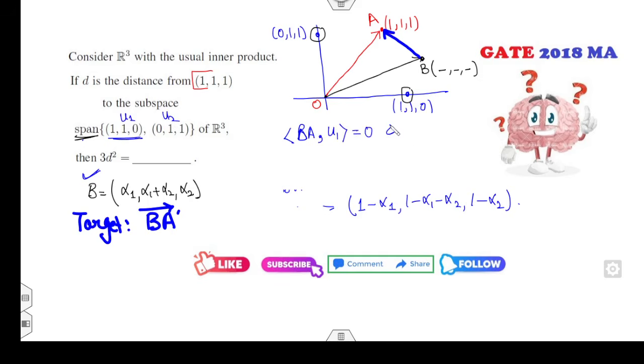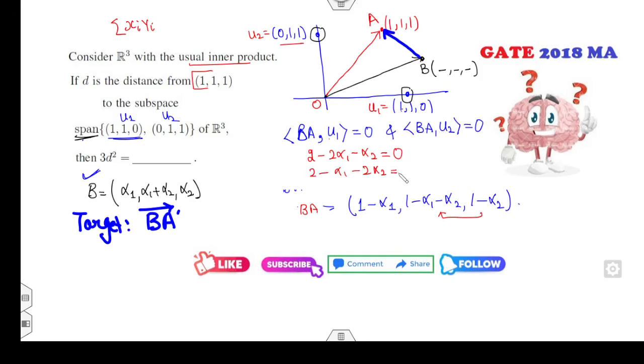अगर orthogonal है तो that means the inner product must be 0. इस तरह से आपको α1 α2 चूज करना है, so that inner product with respect to the u1, inner product with respect to the u2 is 0, और स्टैंडर्ड इनर प्रोडक्ट दिया ना, दैट इज डॉट प्रोडक्ट। तो ये बी ए वेक्टर आपके पास है, इसको u1 के साथ डॉट प्रोडक्ट करते हैं, और u2 के साथ करेंगे 0 1 1, सो 2 minus α1 minus α2 is 0.